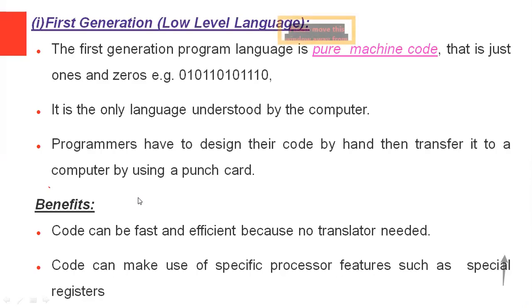So in this first generation or low level language, we have some advantages and disadvantages. Here are the advantages. The first advantage is that code can be fast and efficient because no translator is needed.